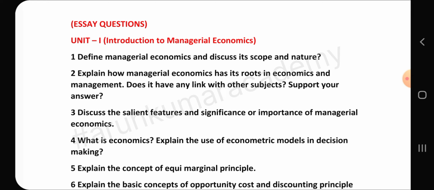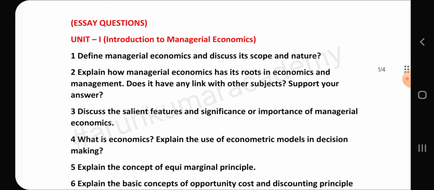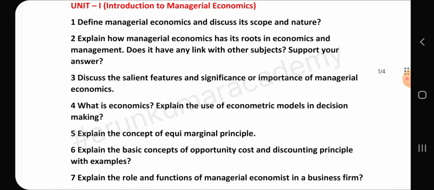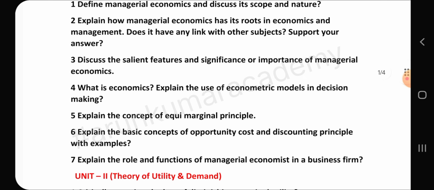Then what is economics? Explain the use of econometric models in decision making. Then explain concept of EP marginal principle. Then explain the basic concepts of opportunity cost and discounting principle with examples. Then explain the role and functions of managerial economist in a business firm.